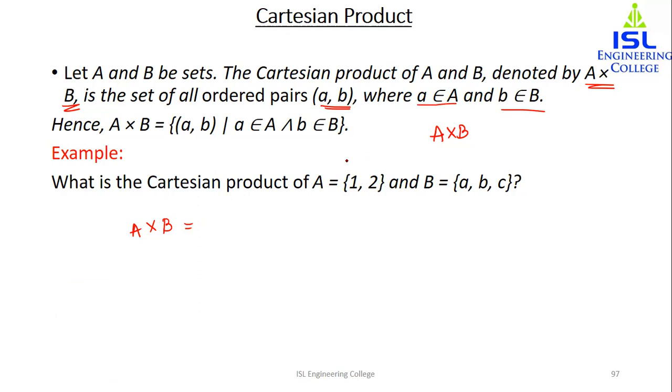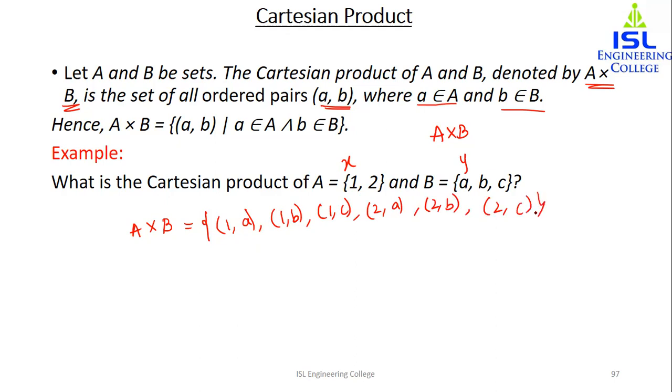So x over here denotes the elements of A, and y over here denotes the elements of B. So let's create the Cartesian product. The Cartesian product will have to be written in this way: 1 comma a, 1 comma b, 1 comma c, and then create the ordered pairs with 2: 2 comma a, 2 comma b, and 2 comma c.